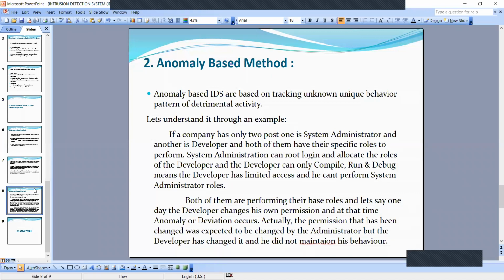Both of them are performing their basic roles, and let's say one day the developer changes his own permission. At that time, an anomaly or deviation occurs. The permission change was expected to be made by the administrator, not the developer. So at that point, when the base behavior has changed, you can say that an anomaly based detection has occurred.